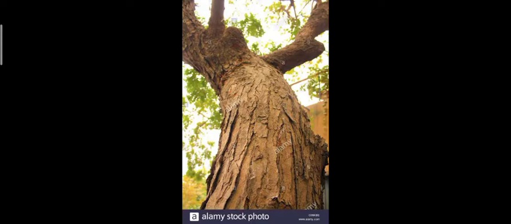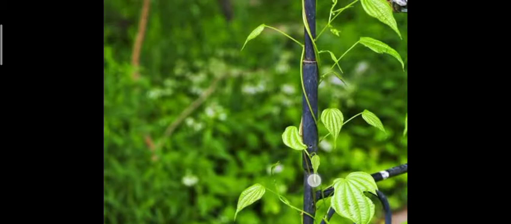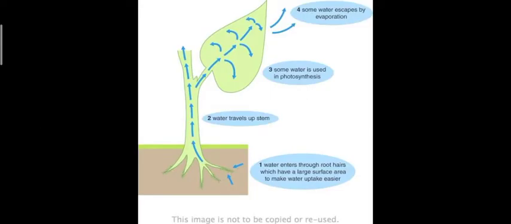And there are many plants like money plant. Money plant, their stems are very weak. They need support to grow straight. The next function of stem is that it carries water to the leaves.